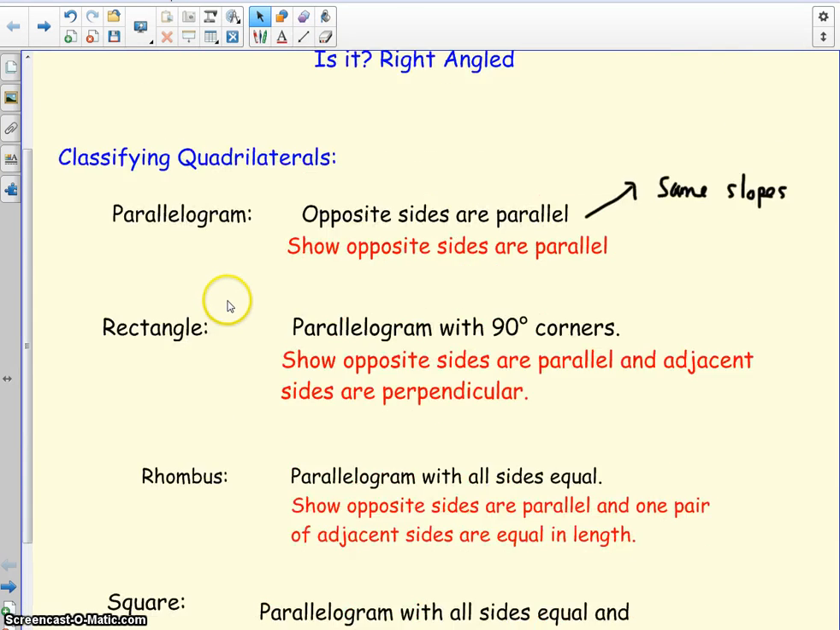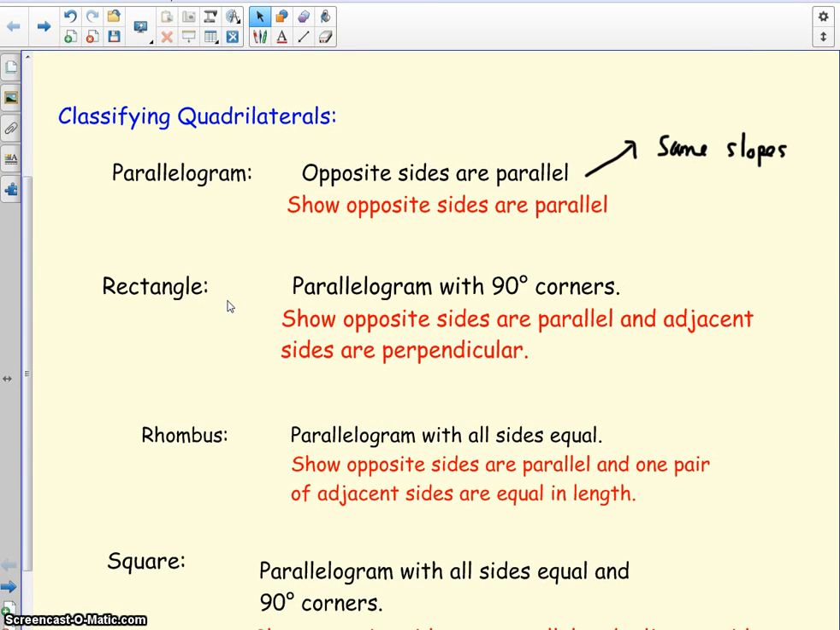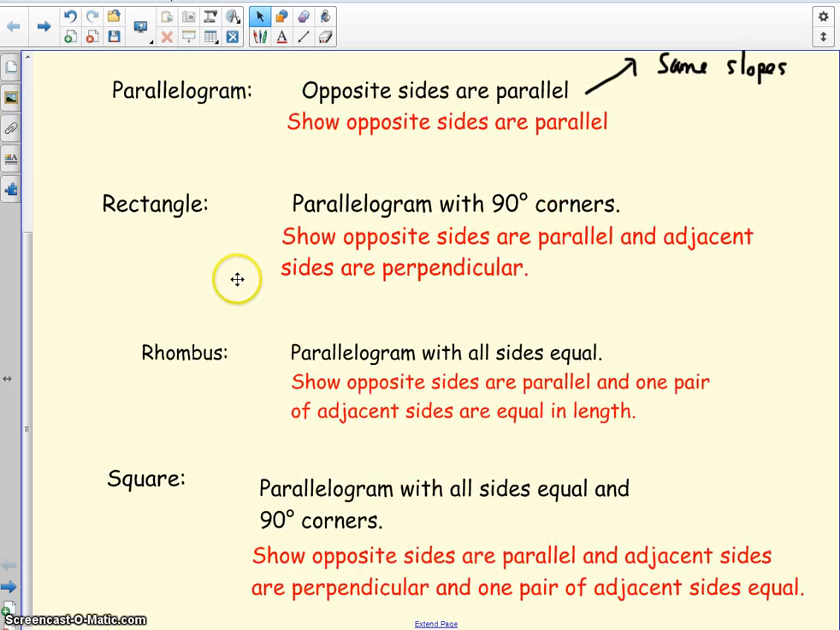So again, a lot of things that we can show, and again, all this is done using distance formula and slope, so nothing new here. We're just putting everything together to try and again see what kind of shape we have. So let's do an example and see how it looks.